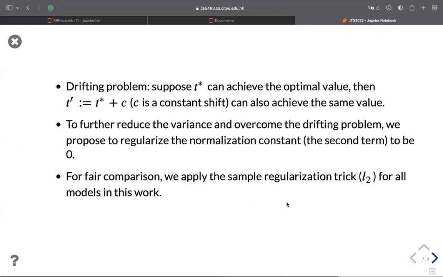But our model still has the drifting problem, which means suppose T star can achieve the optimum value, then any T prime defined as T star plus some constant shift can also achieve the same value. To further reduce the variance and overcome this problem, we propose to regularize the normalization constant to be 0. And for fair comparison, we apply the same trick to all the models in this work.